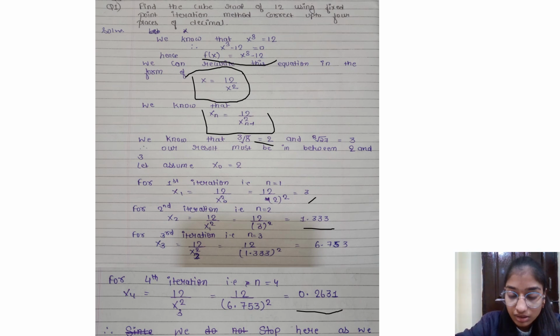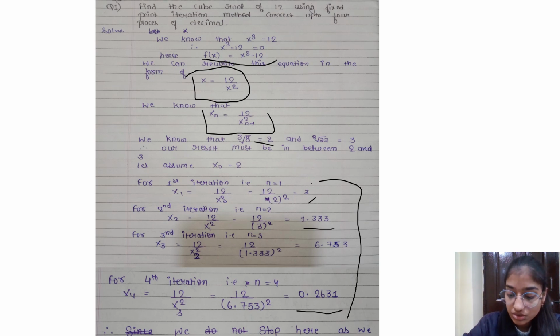We can see that the values we are getting are not convergent, which means we do not get our convergent root. We will stop here and say that we are not getting convergence, so we will stop the algorithm and say we will not get the root. So this is our fixed point iteration method.